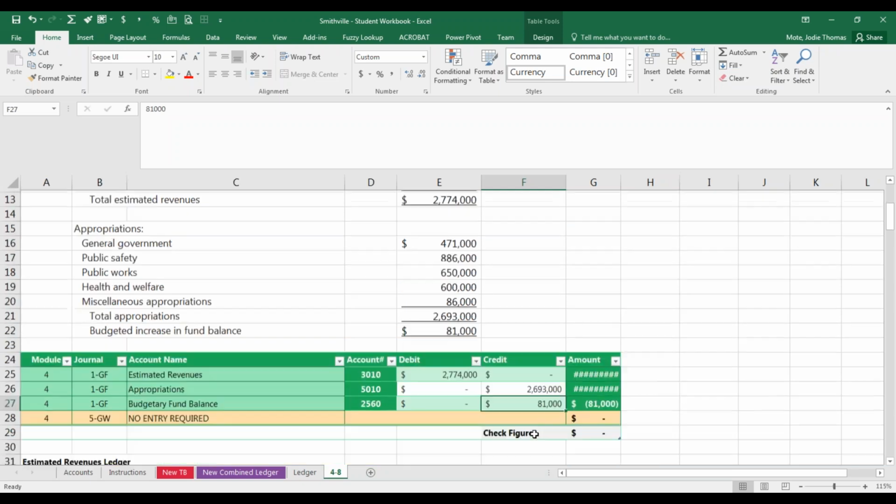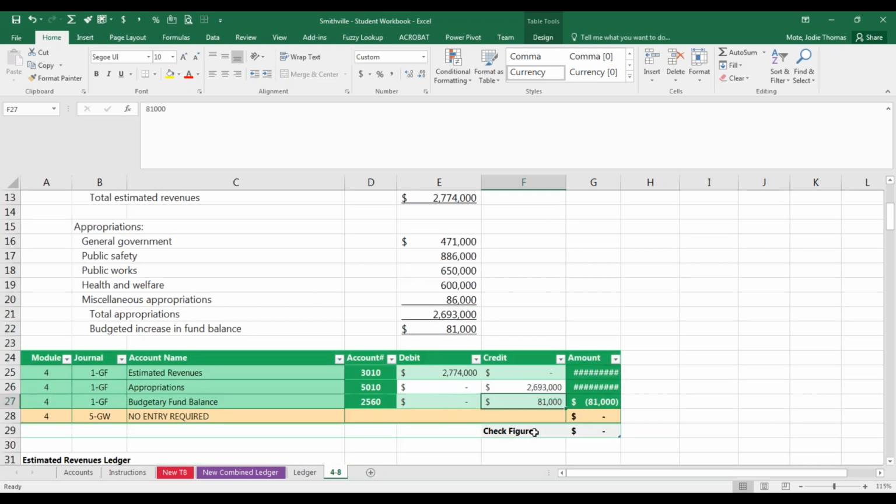Okay, and of course we're talking about a budget here, so for the government-wide journal, it is not required. There's no entry required here.